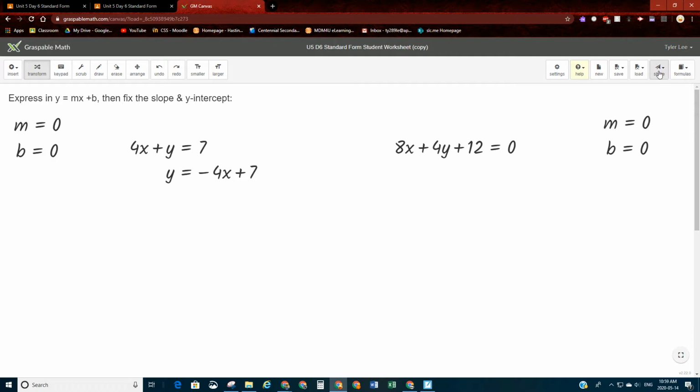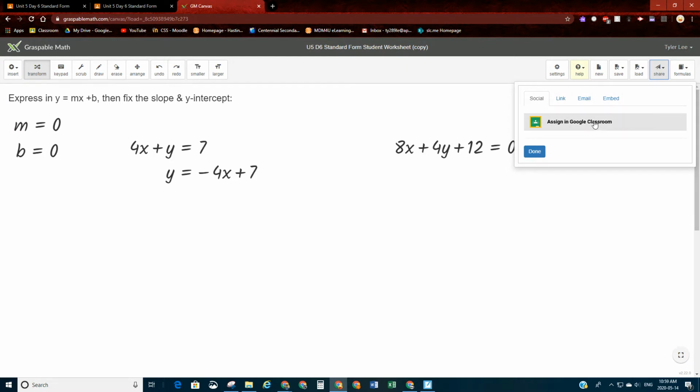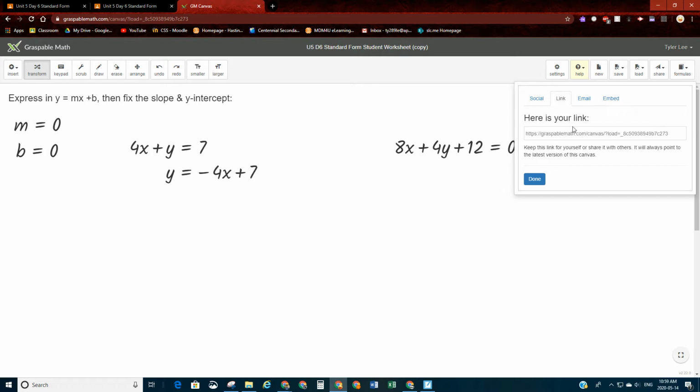Now you're going to copy. How are you going to do that? You're going to share it with me by using a link. You can't assign it to Classroom because I haven't set it up that way and it doesn't work as well. I don't want you to email it to me or embed it. You're just going to go to link. So here's your link. Share with others. So if you click on this, it'll highlight. You can push Control C or copy.